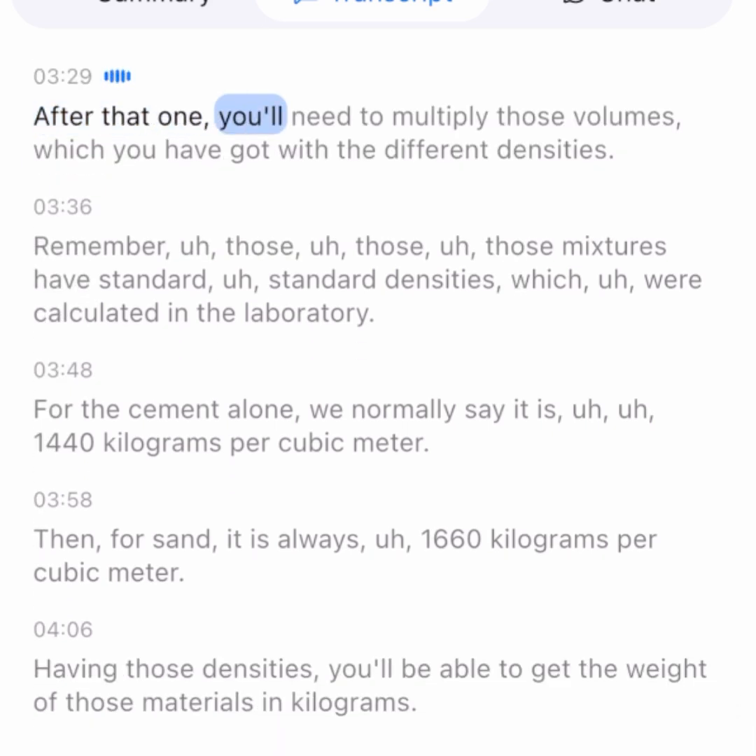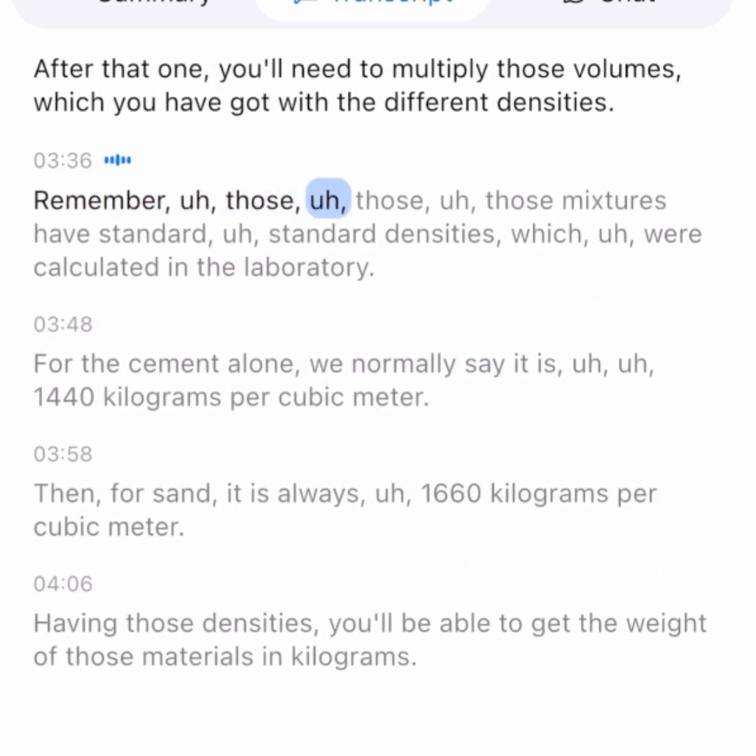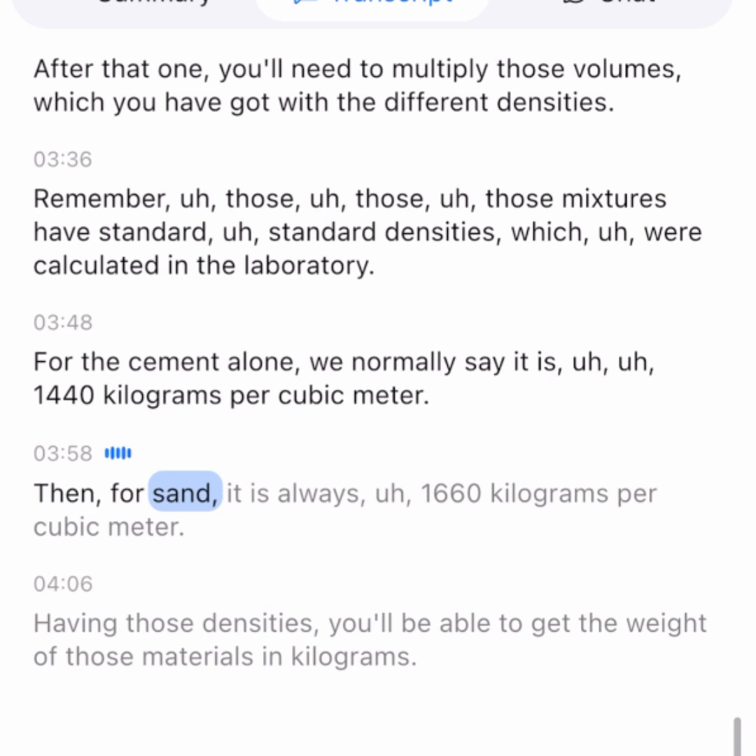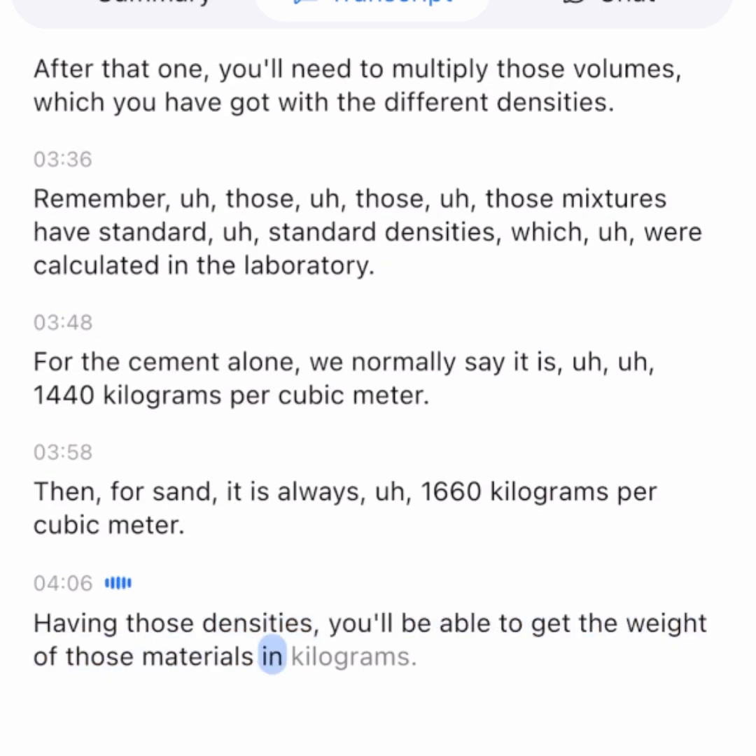After that, you'll need to multiply those volumes which you have got with the different densities. Remember, those mixtures have standard densities, which, once you have them, will let you get the weight of those materials in kilograms.